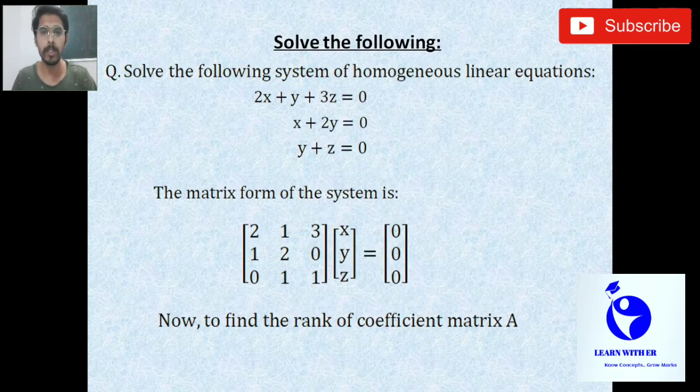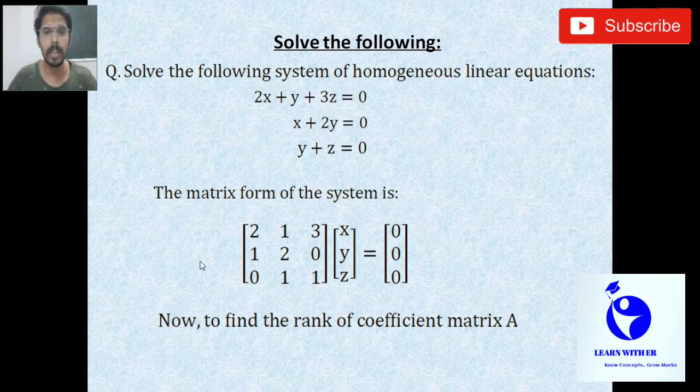So we have this particular equation series: 2x plus y plus 3z, x plus 2y, and y plus z, all equal to 0. We need to solve this particular system of equations. First of all, we need to check the rank of the coefficient matrix and tally it with the number of unknowns. As you can see here, we have x, y and z, so n will be equal to 3.